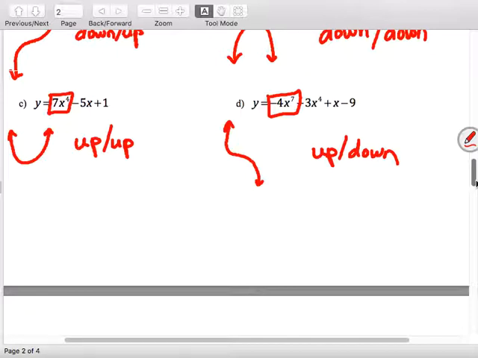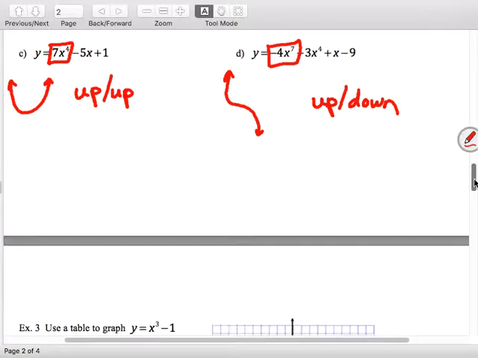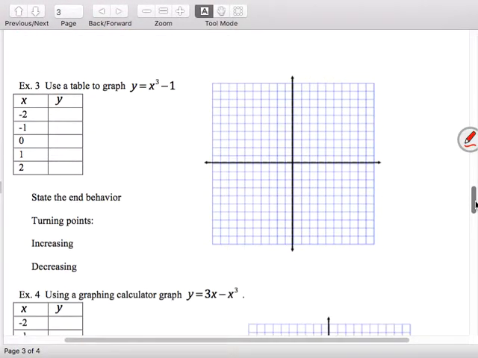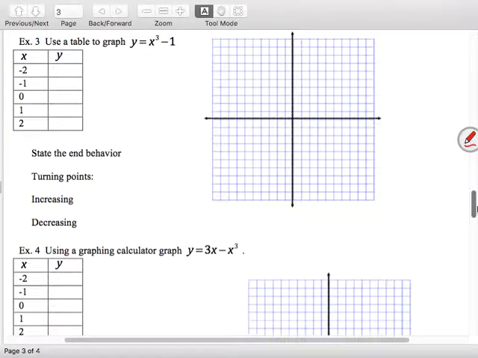And now what we're going to do is connect this to what the graph actually looks like. So in example 3, it says use a table to graph y equals x to the third minus 1. So let's start with 2. If I take 2 cubed minus 1, 2 cubed is not 6. When you cube something, it means you take it times itself. So 2 times 2 is 4. 4 times 2 is 8. 8 minus 1 is 7.